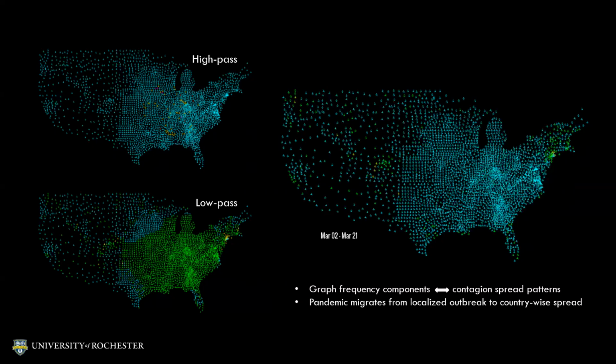We then discovered and analyzed the correspondence between graph frequencies and the contagion patterns for each county. Finally, a spatial temporal analysis reveals the migration of the pandemic center from West Coast to East Coast, and also reveals the contagion pattern from localized outbreaks to a cross-country spread.